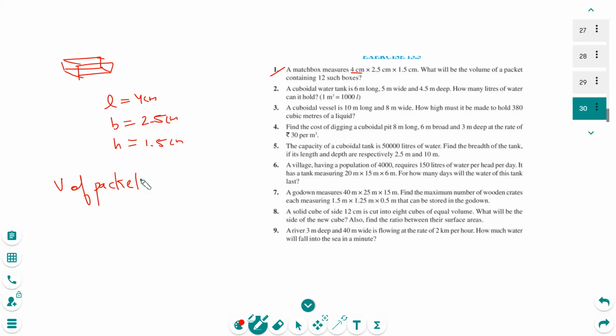Yes, multiply L B H. Tell me the answer quickly. Then we multiply it by 12 later on. Multiply L B. How much? 15 centimeter cube. So if we multiply these, we will get 15.